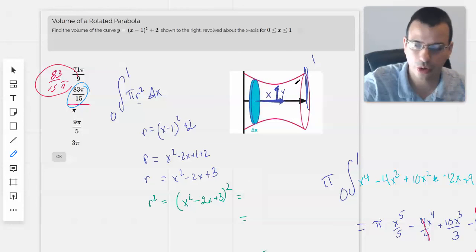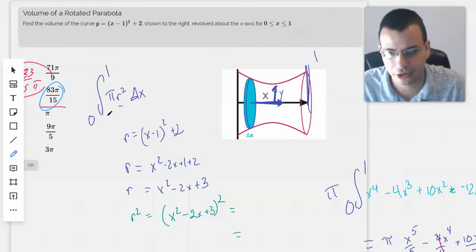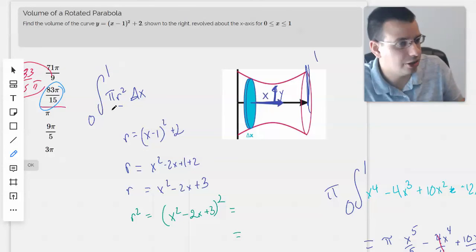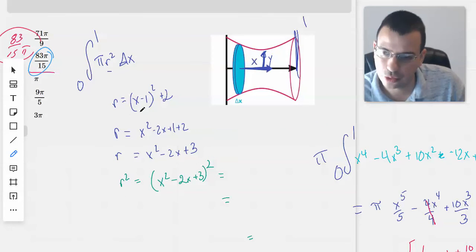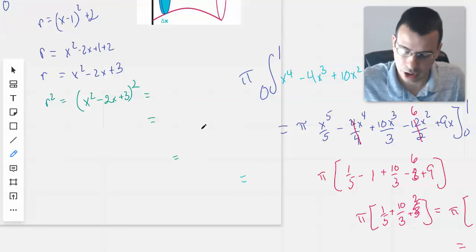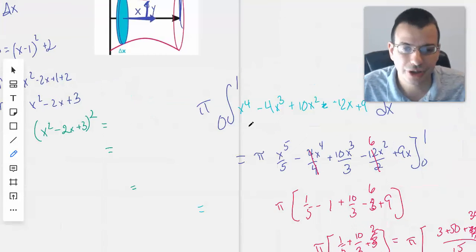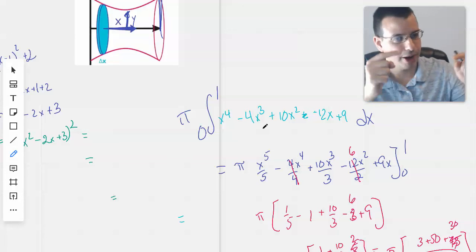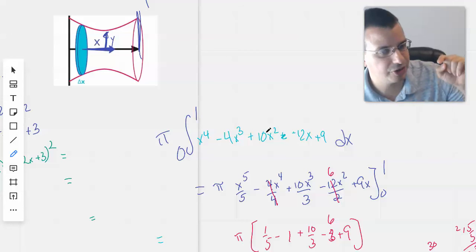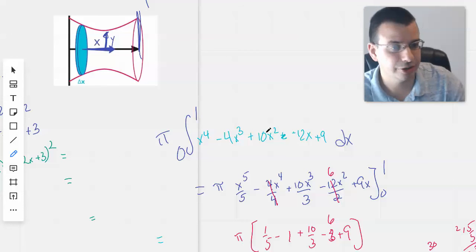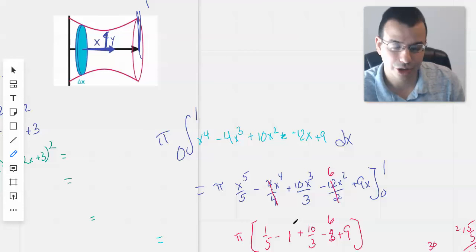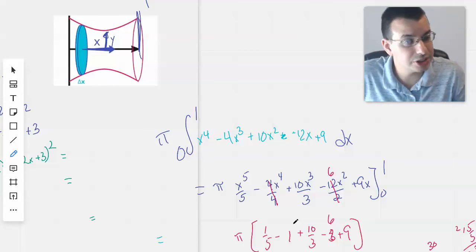We were already given a picture, so we knew how to set things up. Go from 0 to 1, pi r squared dx, where the delta became the d. We found our radius and expanded that, found our radius squared and expanded that. Then we plugged it in, and it was a whole bunch of the power rule, integrated from 0 to 1, which made things easier. We did cube x, but it was either 0 cubed or 1 cubed, which simplifies life.